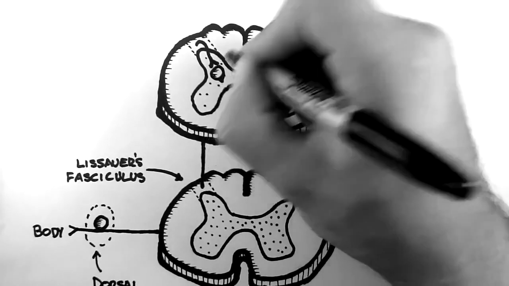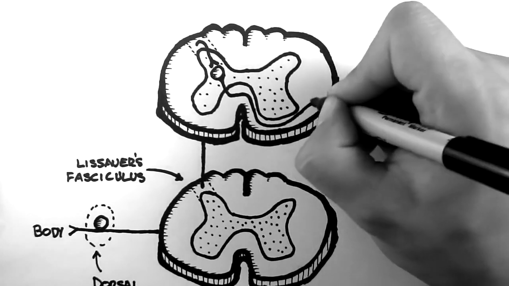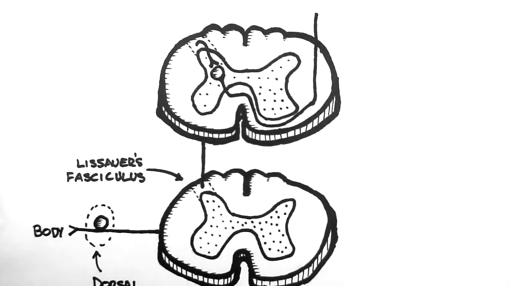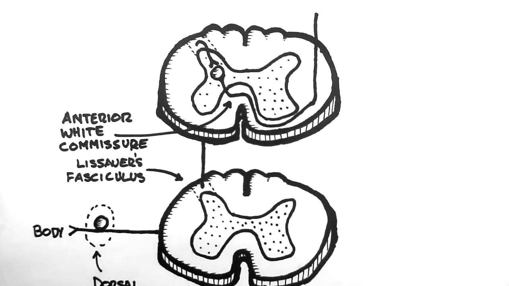The axon from this neuron then decussates, which you'll remember means to cross to the other side, and then ascends via the spinothalamic fasciculus. This decussation is called the anterior white commissure. It is also important in the corticospinal tract, which we will discuss in the next tutorial.